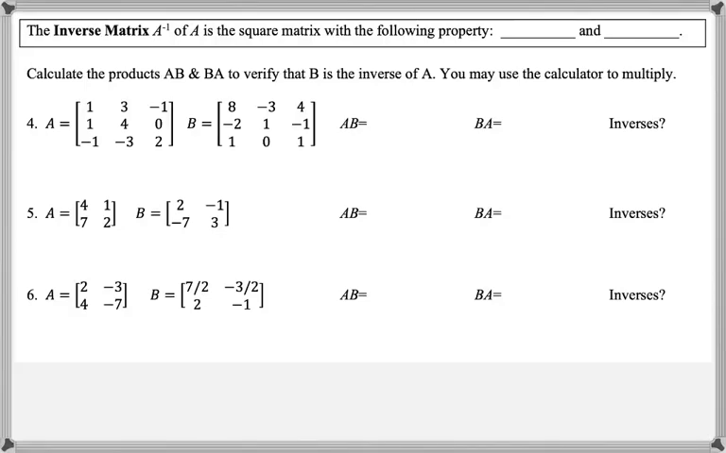The inverse matrix of A is the square matrix with the following property: A times A inverse is equal to the identity matrix, and A inverse times A is also equal to the identity matrix. Calculate the products AB and BA to verify that B is the inverse of A.